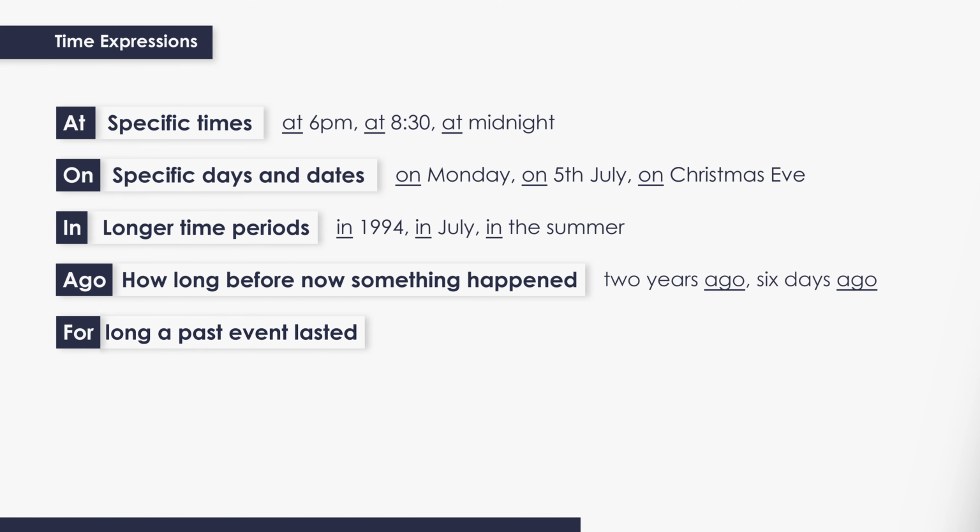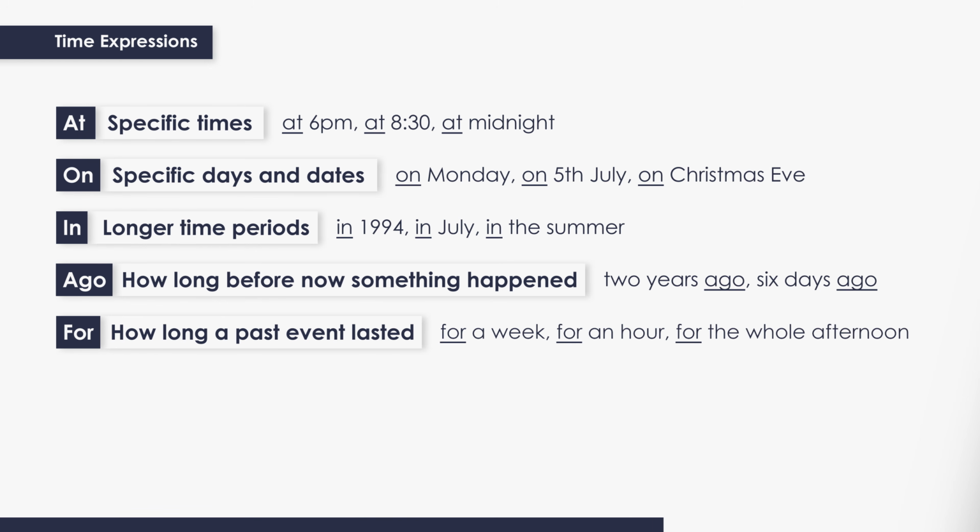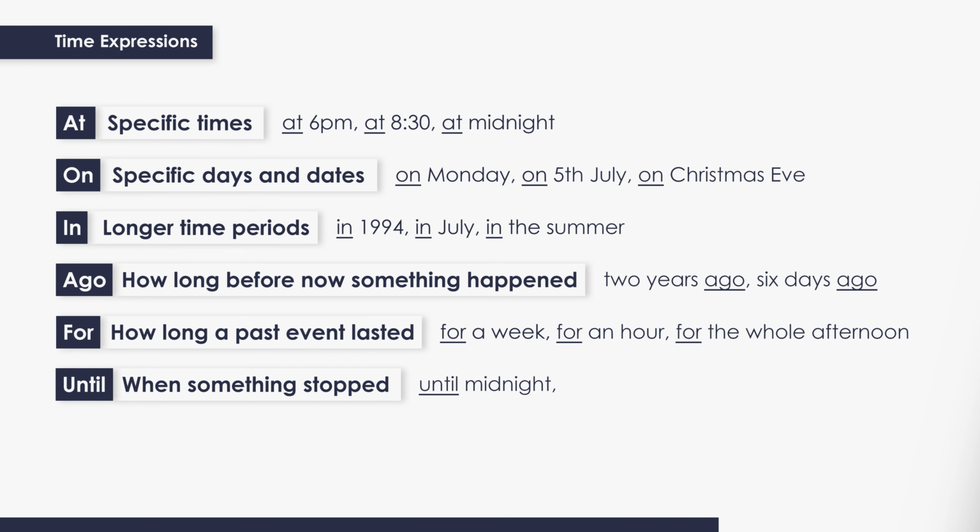For shows us how long a past event lasted. He stayed at the hotel for a week. They talked on the phone for an hour. The children played for the whole afternoon. Until shows us when something stopped. We waited until midnight means we stopped waiting at midnight.